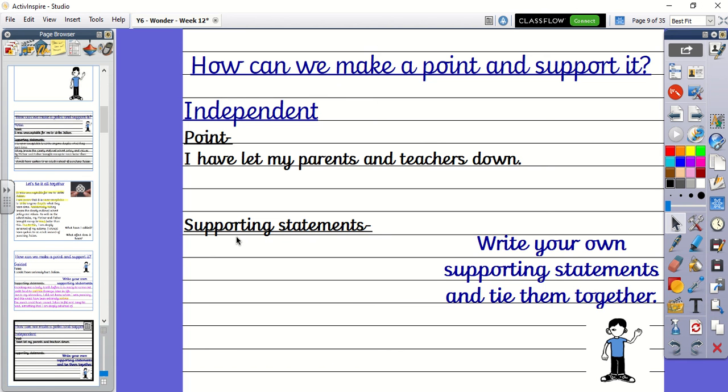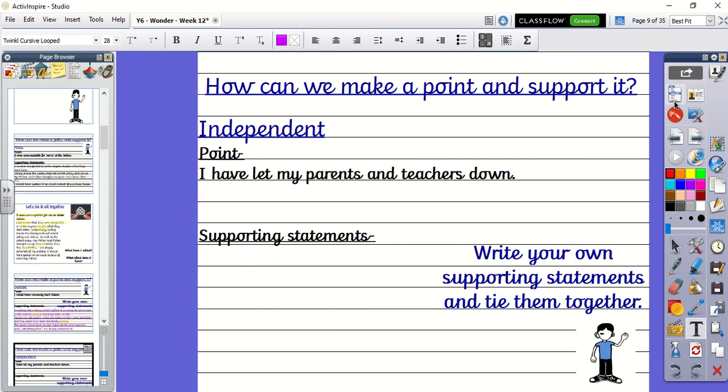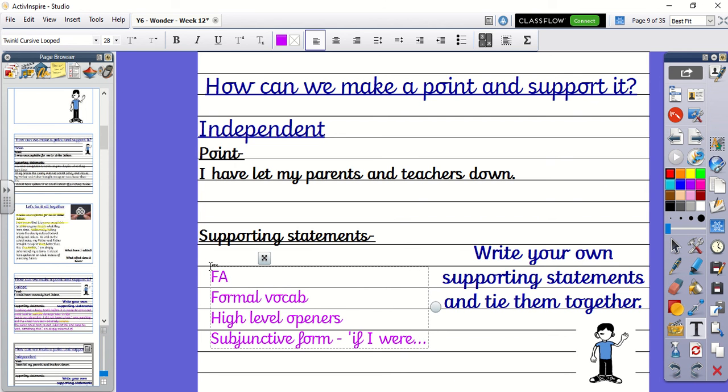So you need to use your fronted adverbials. You need to make sure that you are using formal vocabulary. So let's write this down. There we go. So we want to use fronted adverbials. You want to use formal vocab. You want to use your high level openers. Try and get any subjunctive form in there. So that was if, so don't forget to think of Beyonce, if I were, yeah. Try to think of the perfect form. Okay, so that's the work that we did on Friday. Okay, try and think about using all of those and write your supporting statements and then tie them all together.